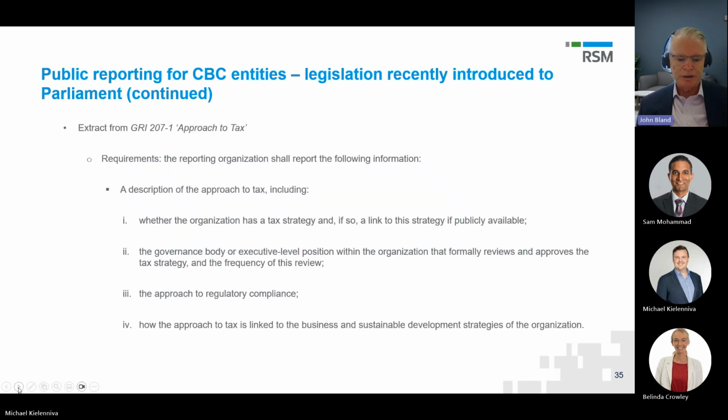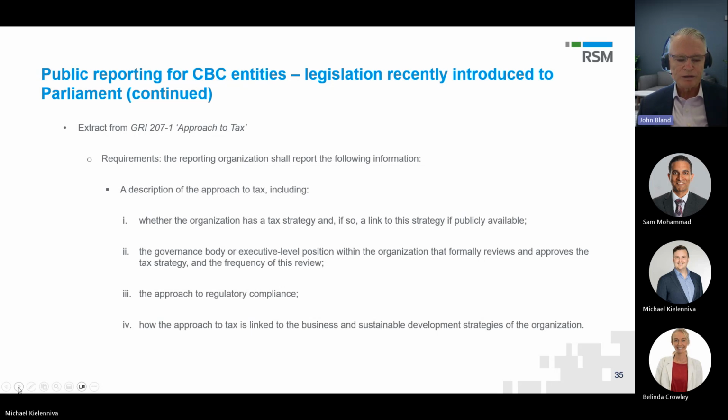So, Mike, if we just go to the next slide, just an extract from Global Reporting Initiative 207.1, an approach to tax. These are the sorts of things that need to be considered and reported appropriately in the public country-by-country reporting documents. So it's whether there is a tax strategy, is it publicly available, what is the governance body or executive level that oversees and approves and reviews tax strategy, what is the approach to regulatory compliance, and how the approach to tax is linked to business and sustainable development strategies of the organisation. So some of this is new and will be required to be made available to the Commissioner.